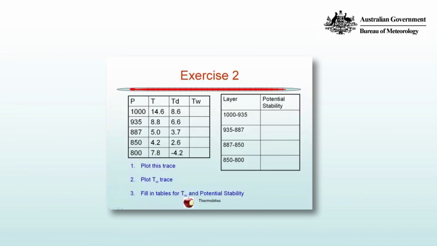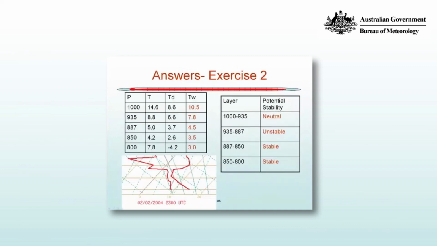How did you go with that? Here's the result and here's the actual plotted profile. So for the lowest layer it should be neutral stability, potentially unstable for the second layer, and then potentially stable for the next two layers.